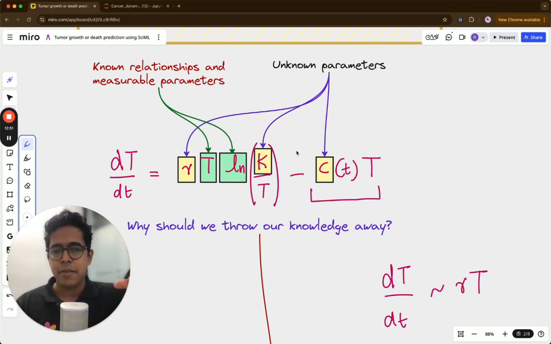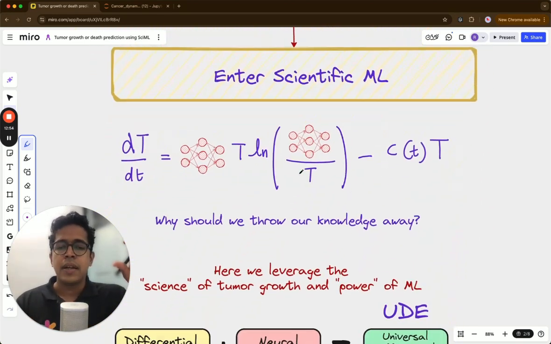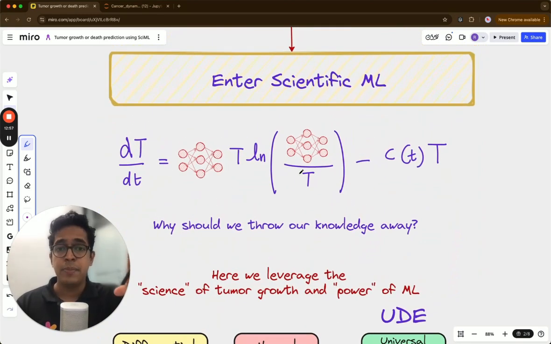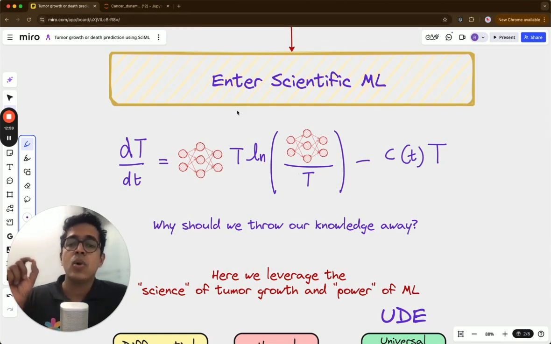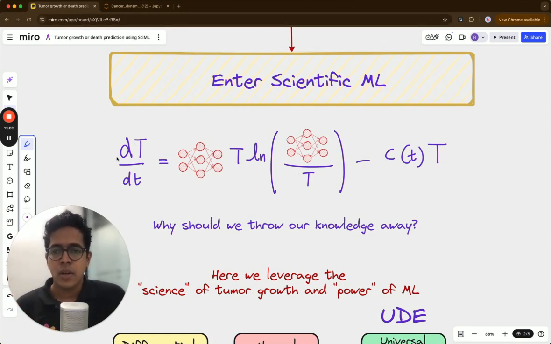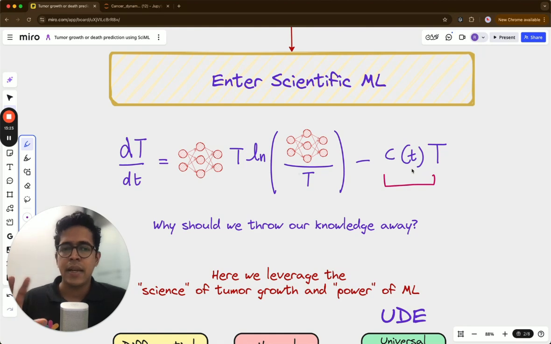So this is where scientific machine learning enters the picture, where in this type of problem statement, what we can do is simply replace unknown terms with neural networks. So here, look at the Gompertzian equation: dT/dt equals some neural network multiplied by T, times the logarithm of some other neural network divided by T, minus C of t multiplied by the tumor size. Here I am making one assumption. Since we ourselves are doing the chemotherapy intervention, we know the C of t term. That is an assumption that I am making. We can take away that assumption also. If that is the case, then you will have one more neural network replacing C of t.